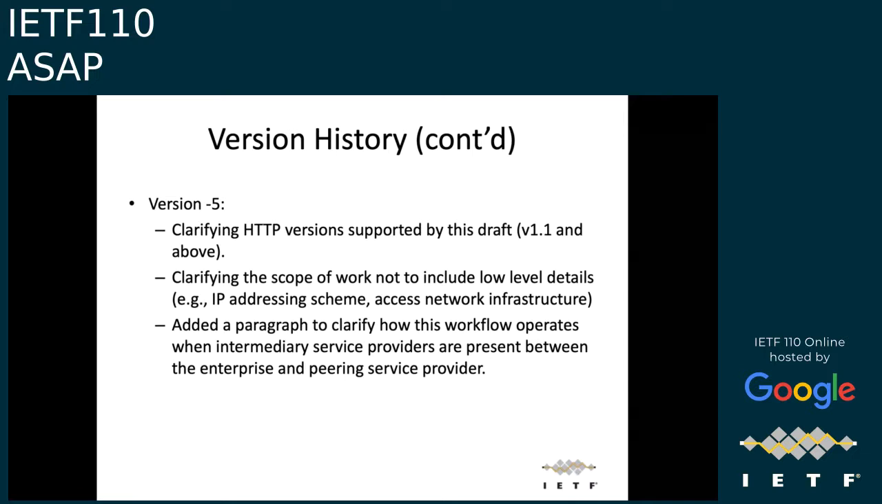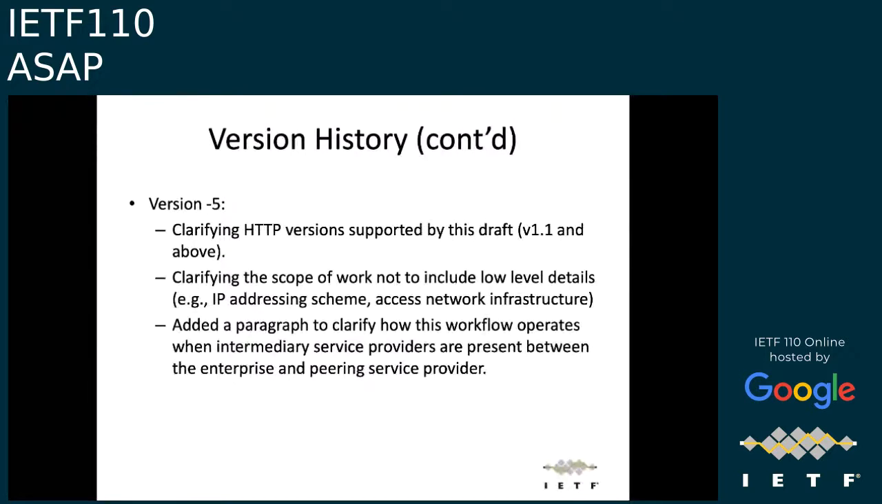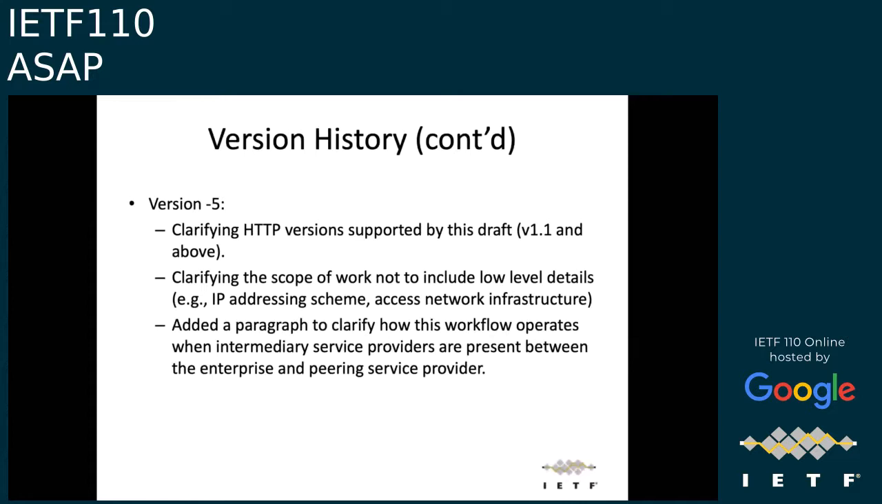And then we also added a paragraph that clarifies how the workflow is going to work in case you have an intermediate service provider between the enterprise and the service provider. Because what we've observed is, if you have an enterprise that's trying to peer with, let's say, service provider ABC, often that connection goes via a service provider XYZ. So we've just covered that particular scenario as well in the draft, and how the workflow has to adapt to that. Next slide, please.